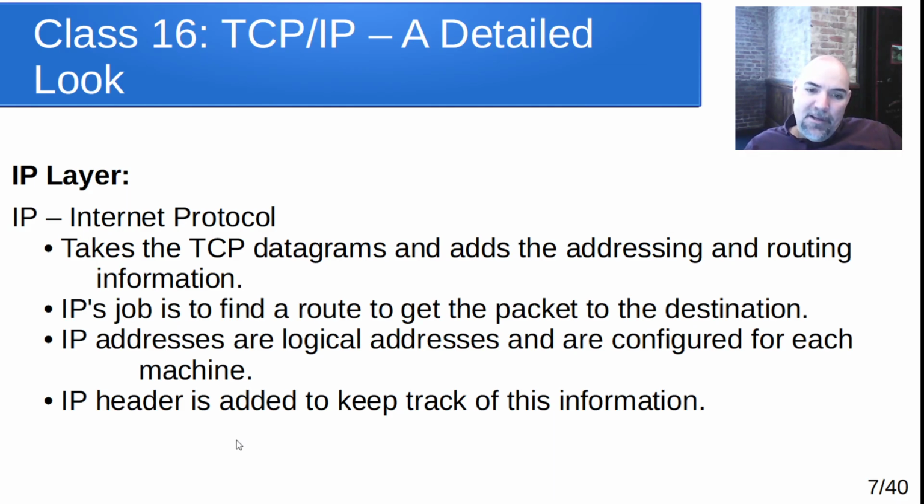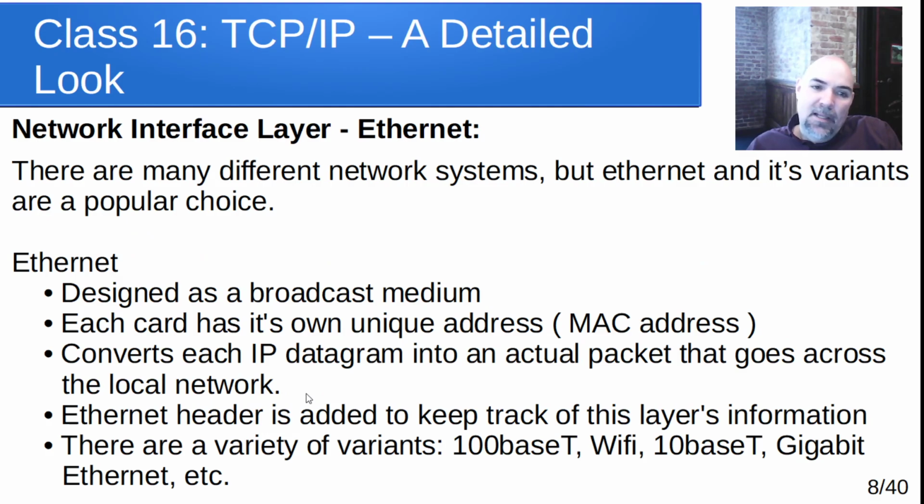An IP header is added to keep track of that, just like on the outside of an envelope. You've got addressing information. The same thing is true here. The IP header is added to the data that's inside of that, and it has that address, the logical addressing information added to it. Now, the network interface layer, we're going to specifically focus today on Ethernet.